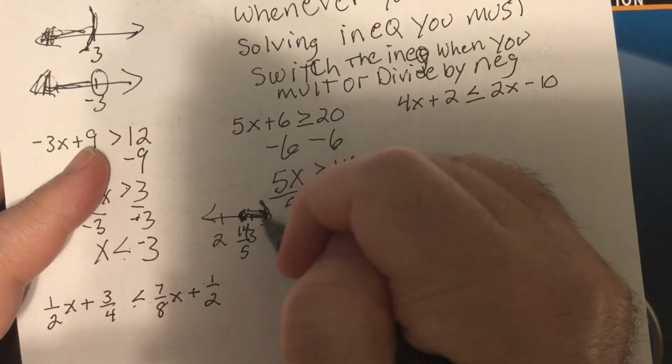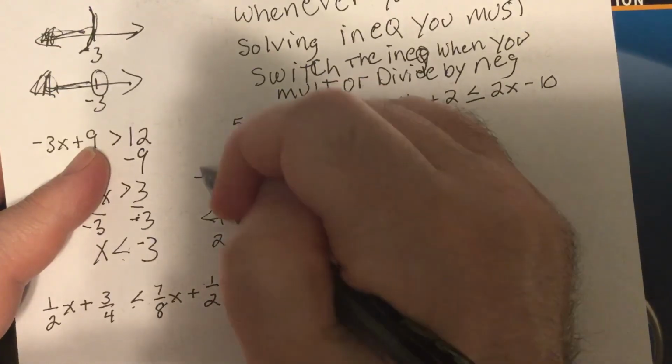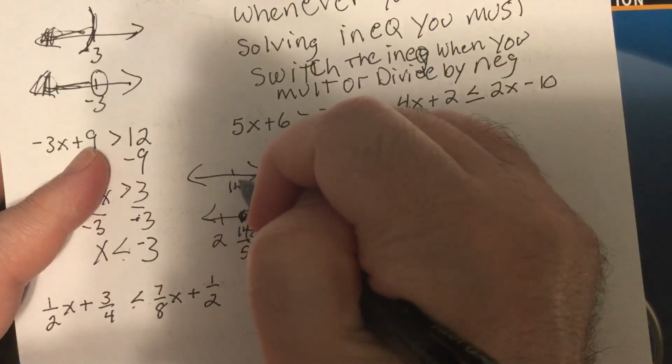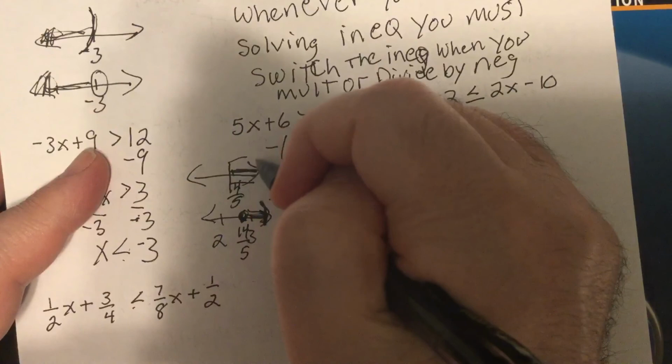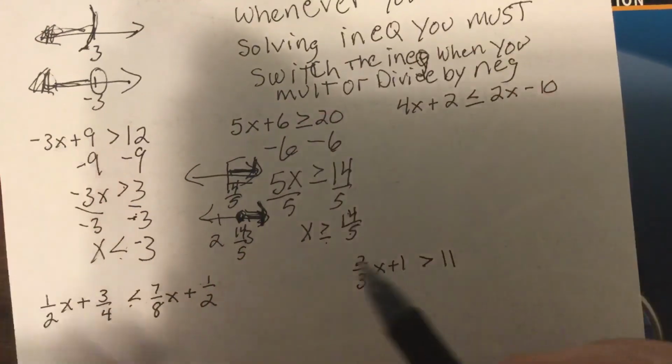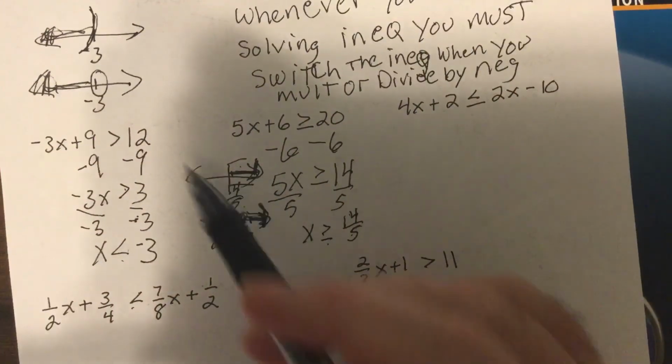Now, if you want, equals is a bracket in upper level math. So either way, solid dot or bracket, or open dot or parentheses.